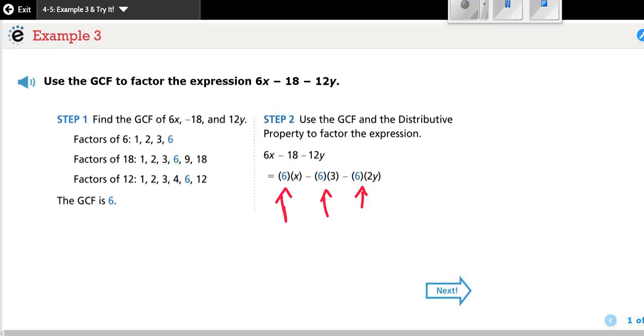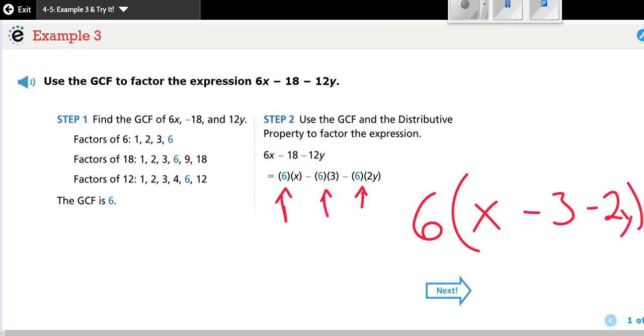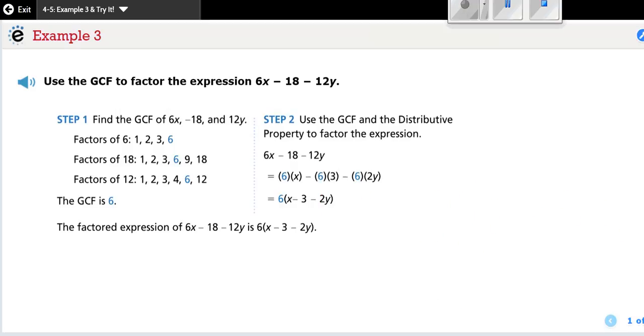So if I take that 6 out, what we should see is put the 6 on the outside and leave what's left over on the inside. So x minus 3 minus 2y. All right, so let's see if we did it. All right, my answer disappeared, but you can see that we did factor correctly. 6 times x minus 3 minus 2y. So we have that idea.